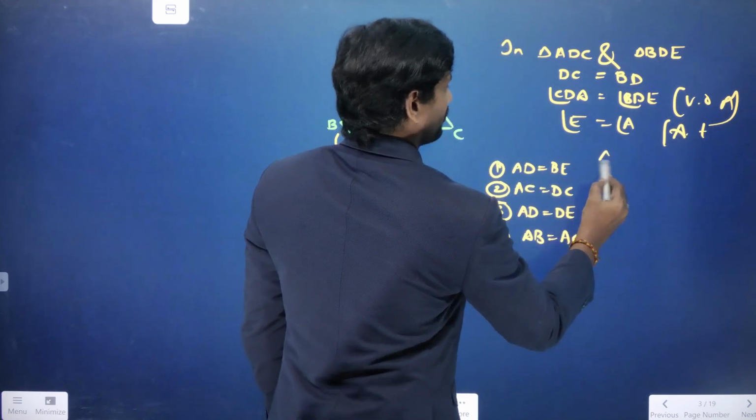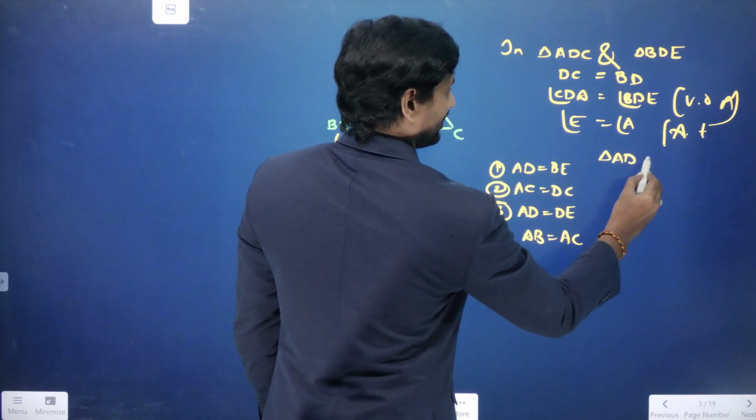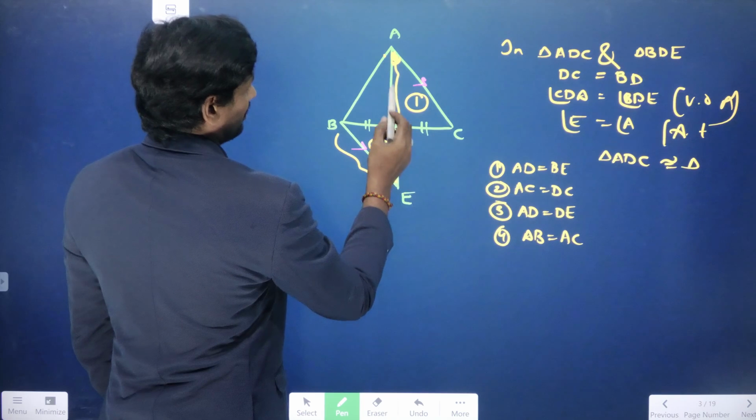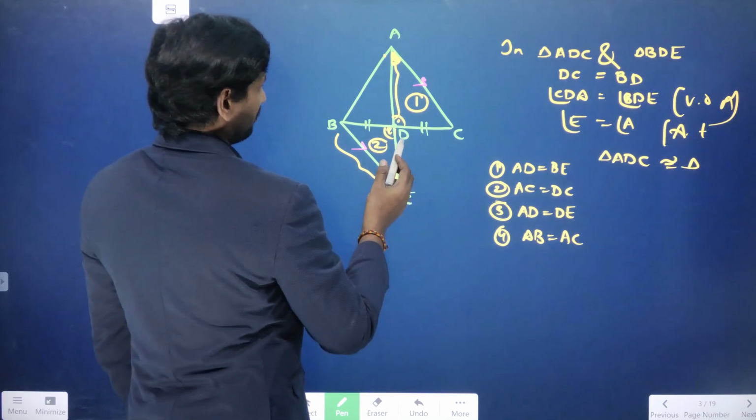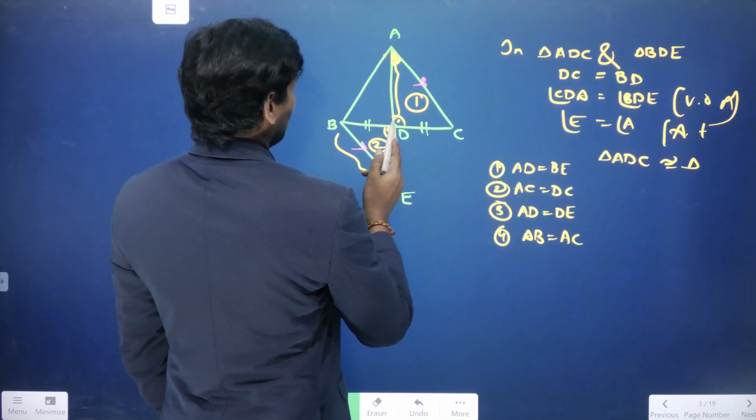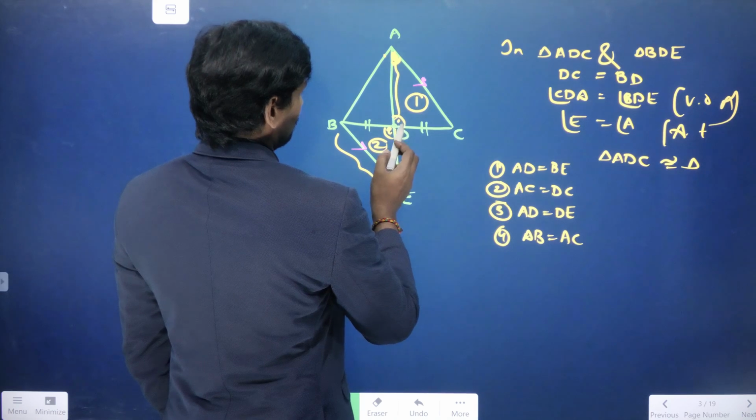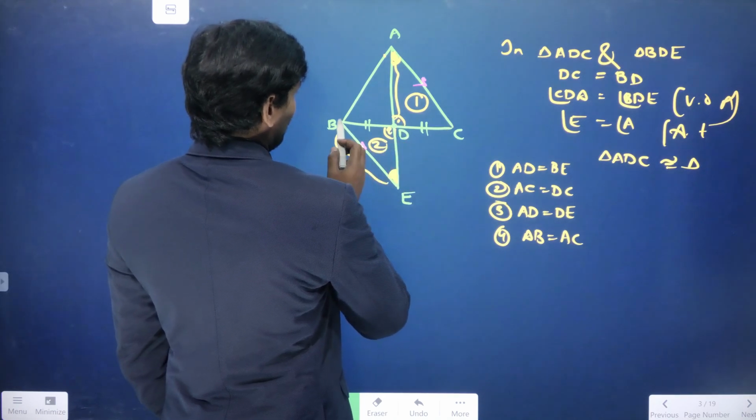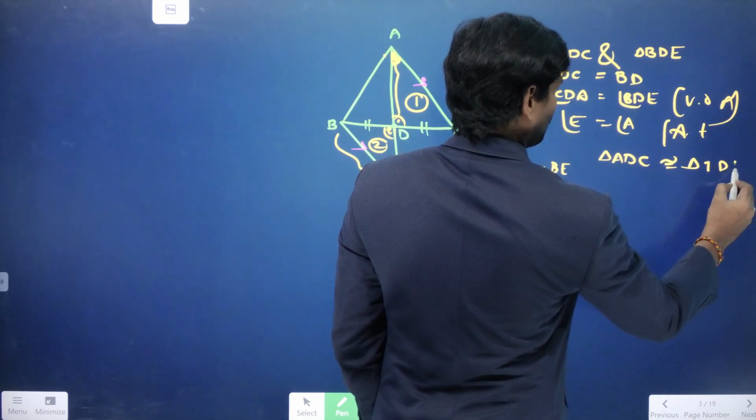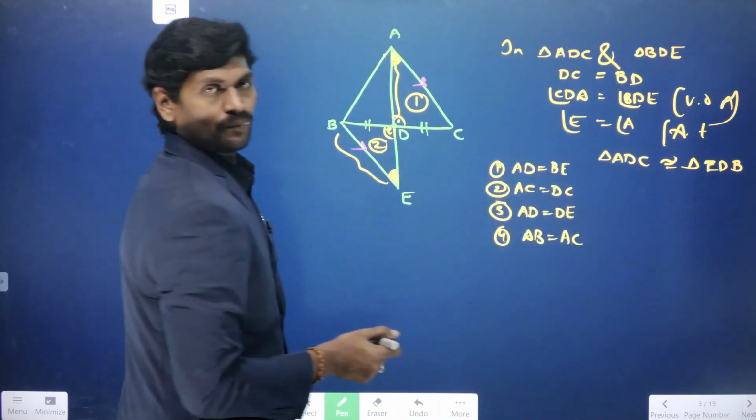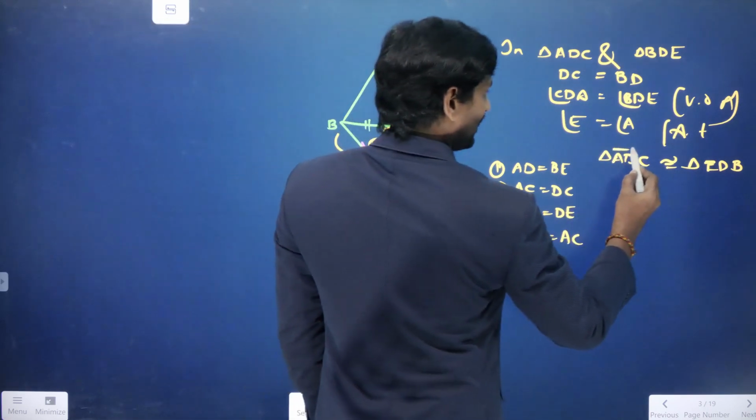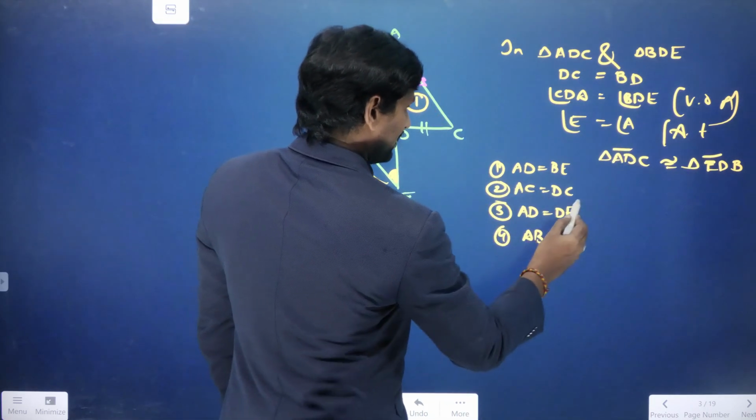So from this we can say that triangle ADC is congruent to triangle DBE, that is, EDB. Okay, angle A is equal to angle D, no? Right. So from this we can say that AD length equals DE length. AD length, DE length are equal.